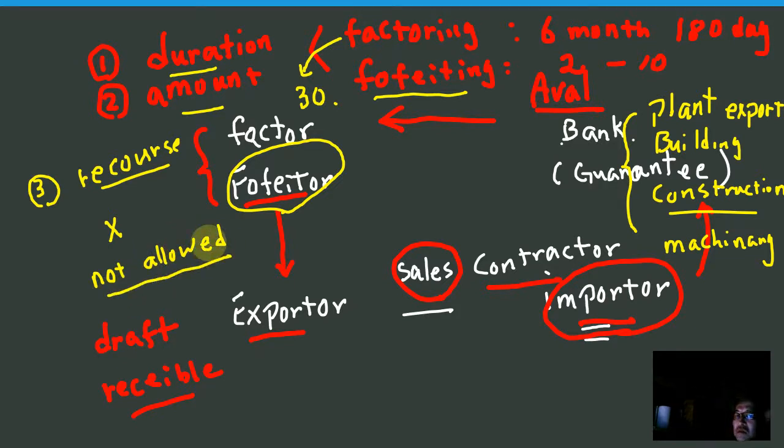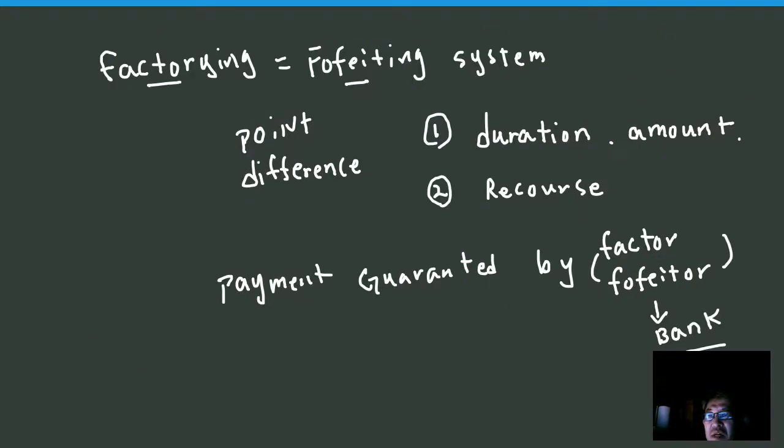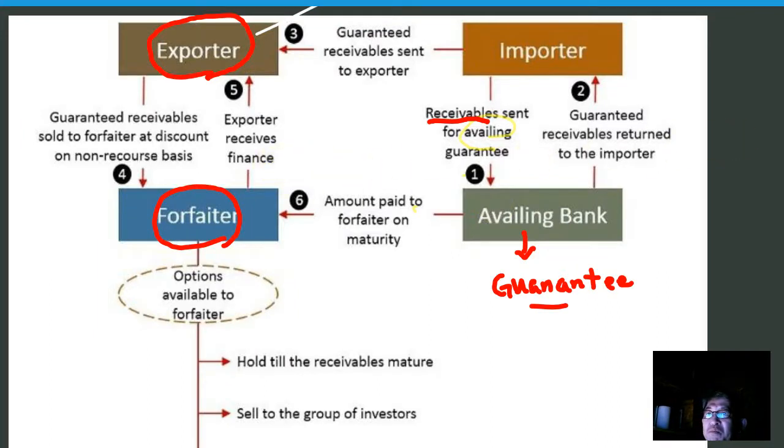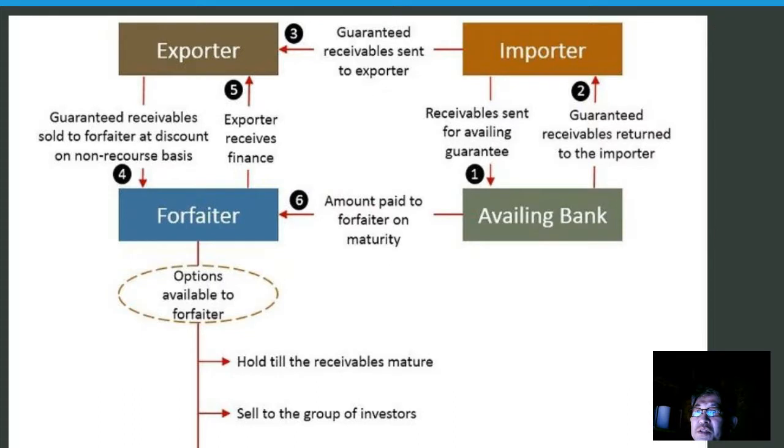Okay, depending on this 3-point difference, whether it is forfeiting or factoring, let's check it out by following the diagram. Okay, back to the diagram. Here is the example diagram. As I told you, here I will use the red one.